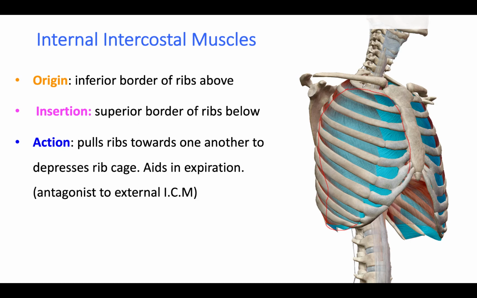Okay, so it does have technically the same origin. Okay, the inferior border of the rib above it, and the insertion is the superior border of the rib below it, and its job is to pull ribs towards one another, and in that sense, it's going to depress the rib cage. It's going to aid in expiration, and in fact, it's going to do the exact opposite of the external intercostal muscles. Therefore, it's an antagonist muscle in the breathing process. It reverses what the external intercostal muscles do.